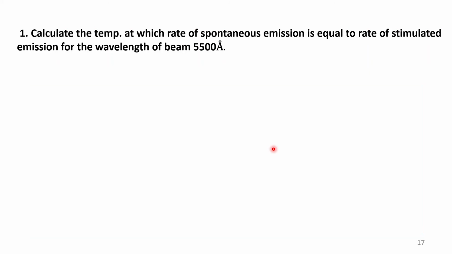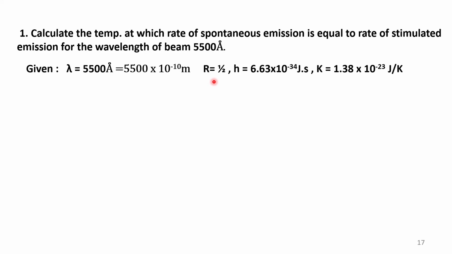Now we are going to take two problems which are dependent on this topic. The first one is: calculate the temperature at which the rate of spontaneous emission is equal to the rate of stimulated emission for a beam wavelength of 5500 angstrom. Now first write down the given things.